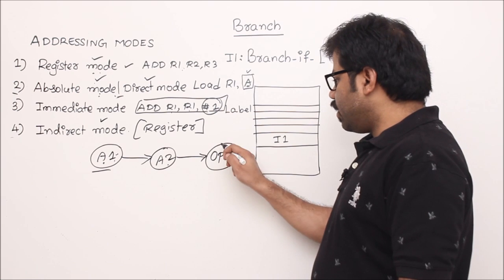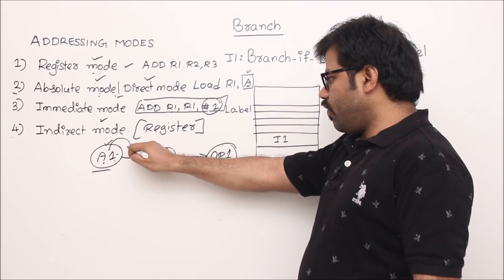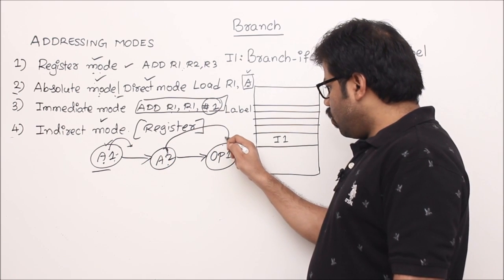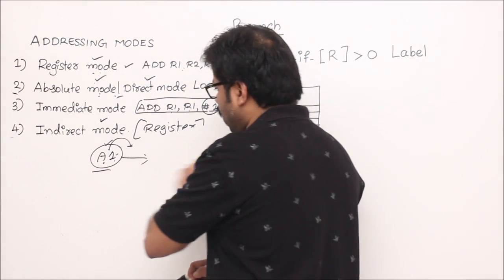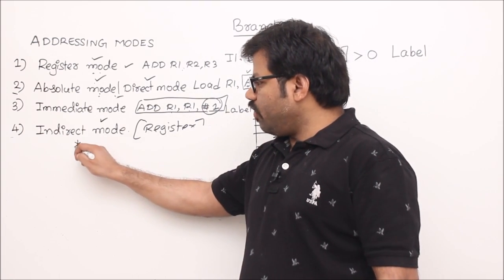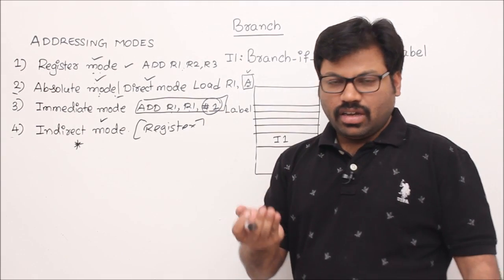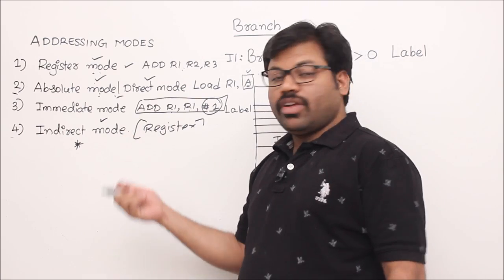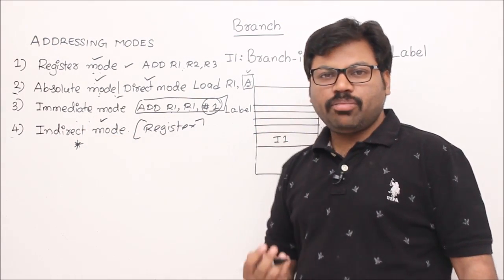To get the operand, take A1 and go to the memory location of A1. Then you get a value A2, that is again an address. Go to A2, then you get the operand. Such kind of addressing mode is called indirect mode. Here I will tell you the usage of indirect mode. Sir, why do we use it? Because it is complex, right? Unnecessarily there is one memory access plus one register access. And especially if it is memory indirect mode, there are two memory accesses, right? But still why do people use it?